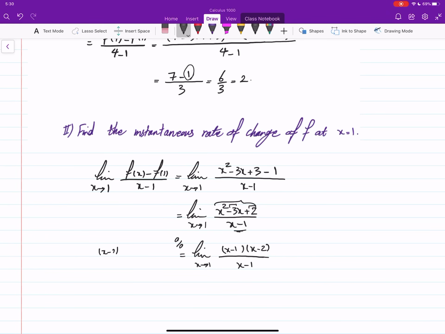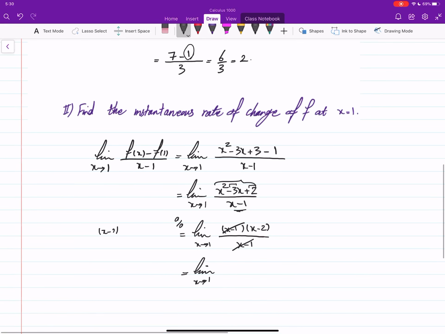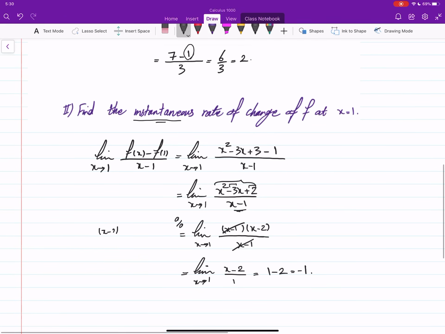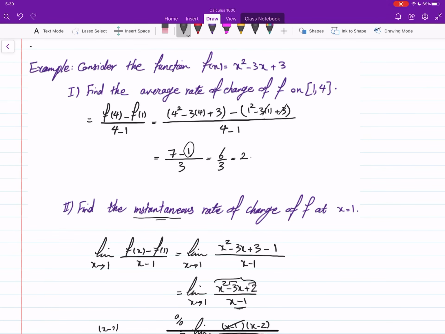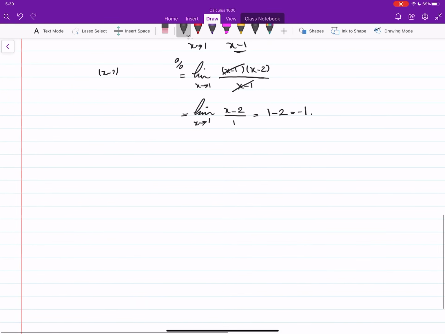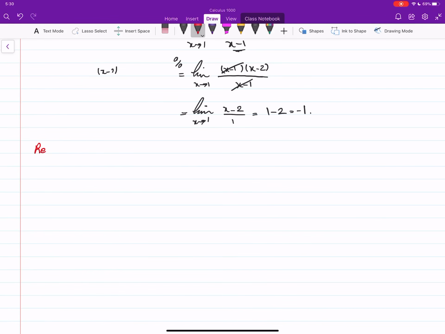Now that you do the factorization, you can see that you can simplify the numerator and the denominator. This is x minus 2 over 1, and as x goes to 1, that is 1 minus 2, which is negative 1. And you see the meaning is a little bit different, well, a lot different. In an instantaneous case, we have a limit involved, but for the average rate of change, you just compute the quotient, or the ratio, of net change of f over change of x.